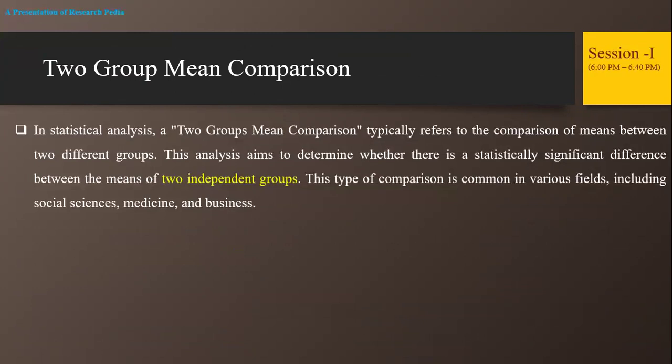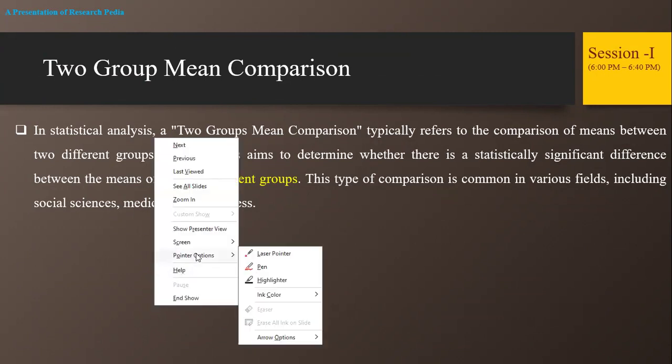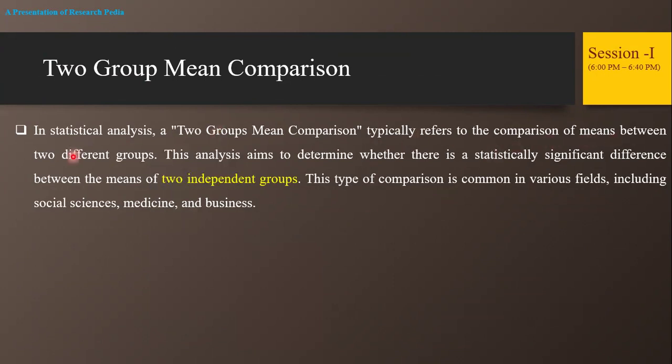What will we discuss about two group mean comparison? In statistical analysis, a two group mean comparison typically refers to the comparison of means between two different groups. Like in single group comparison, we may have either measured at once or measured twice, where we have paired group comparison. But in terms of two different group comparison, we may have independent groups. This analysis aims to determine whether there is a statistically significant difference between the means of two independent groups, meaning both groups do not depend on each other, and the data does not depend on any group. This type of comparison is common in fields like social sciences, medicine, and business.